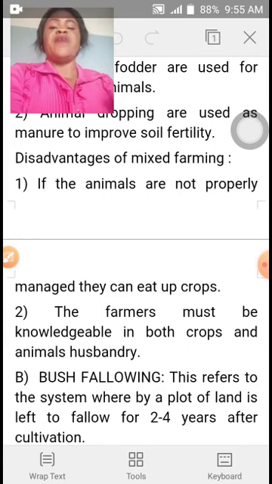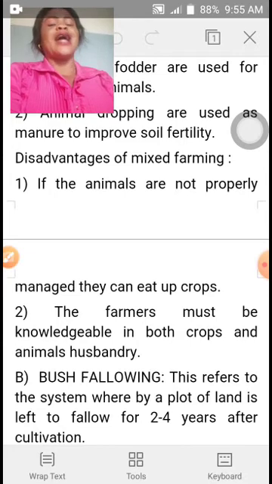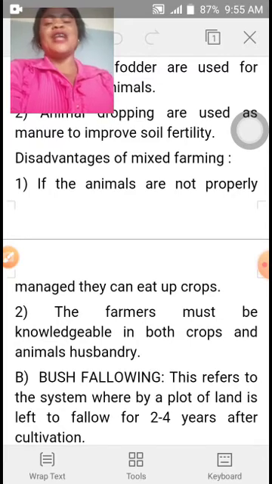That means that the farmer must have the knowledge on how to train the animals, how to handle the crops and animals. Now let's look at number two, types of farming system. We have done with mixed farming, advantages and disadvantages of mixed farming. Number two is bush fallowing.